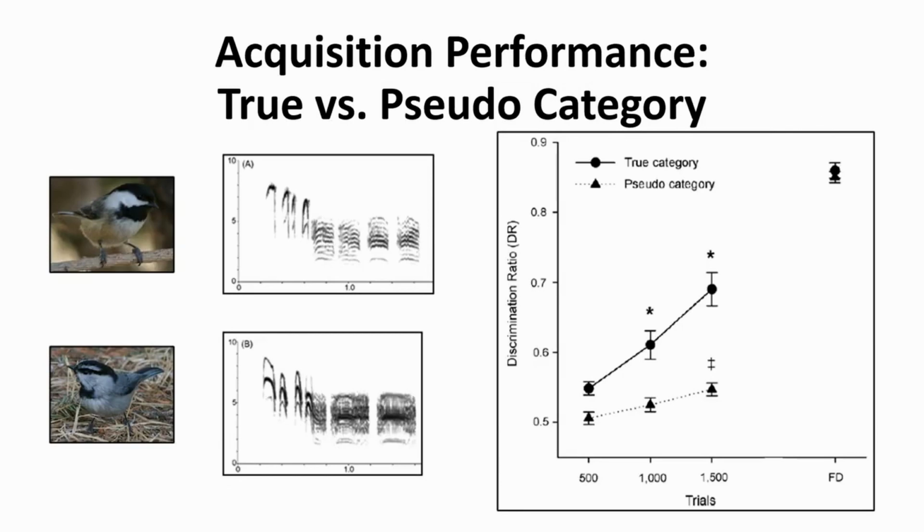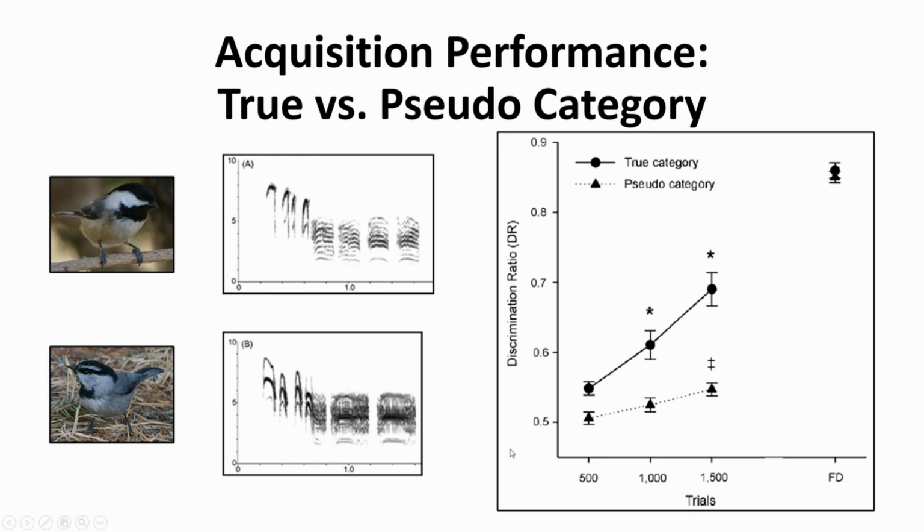where we have a true group where some are reinforced, or given food, for responding to black-capped chickadee calls, and not reinforced, or not given food, for responding to mountain chickadee calls. We would also obviously do the opposite. And then we'd have pseudo groups where they would be reinforced, or given food, for certain mountain chickadee calls and certain black-capped chickadee calls, but not others. So our true groups are shown here with our dots, and the pseudo groups are shown with the triangles.